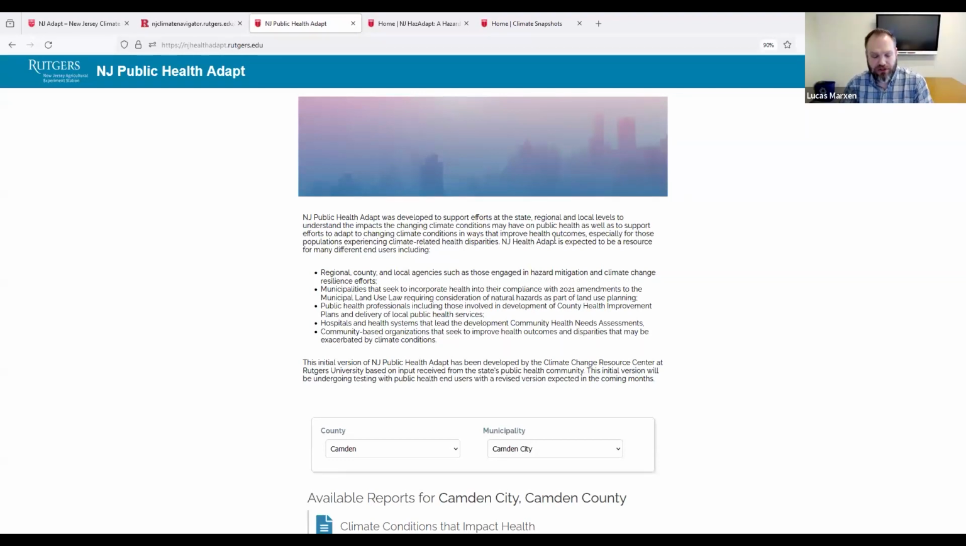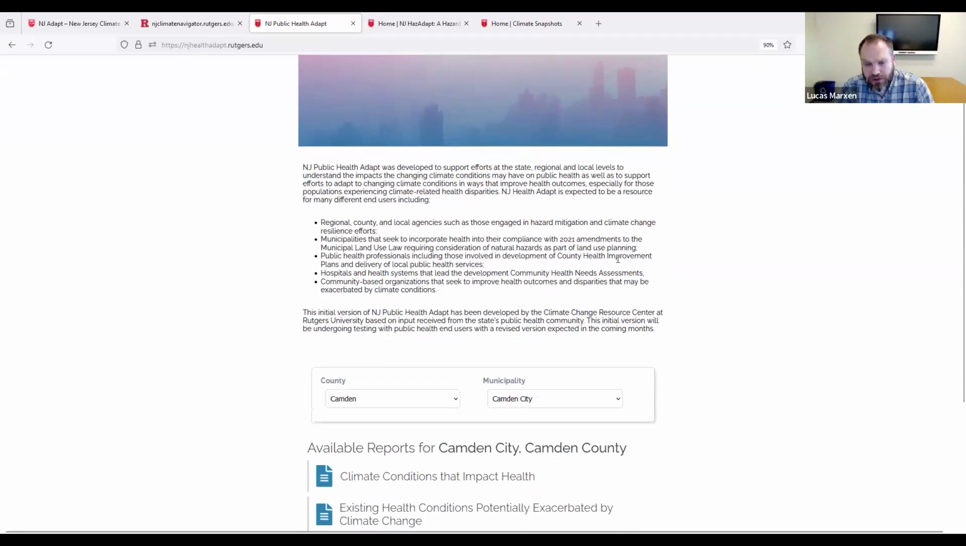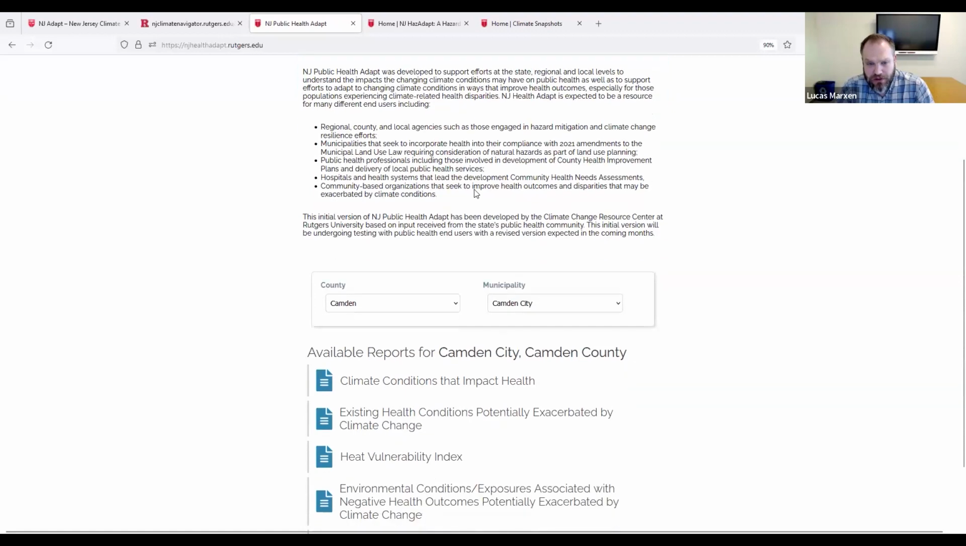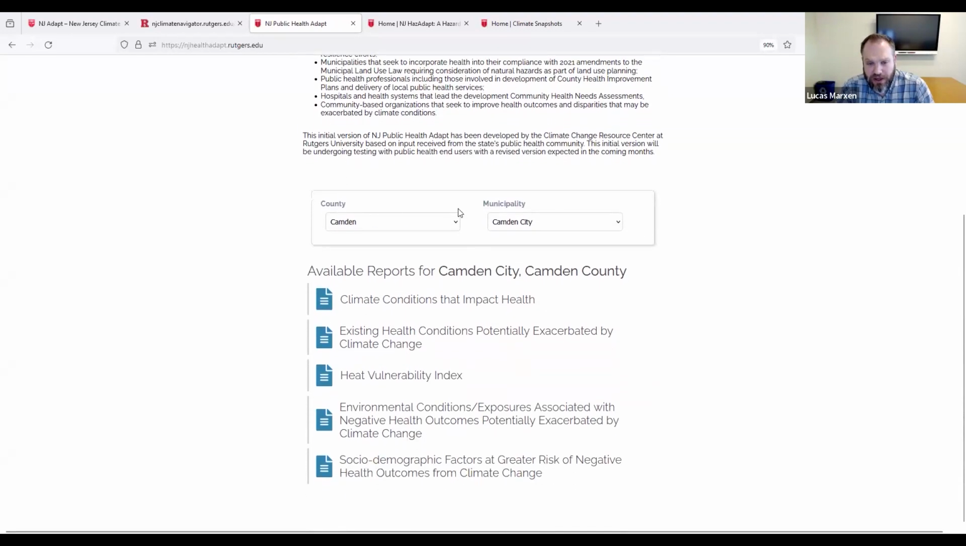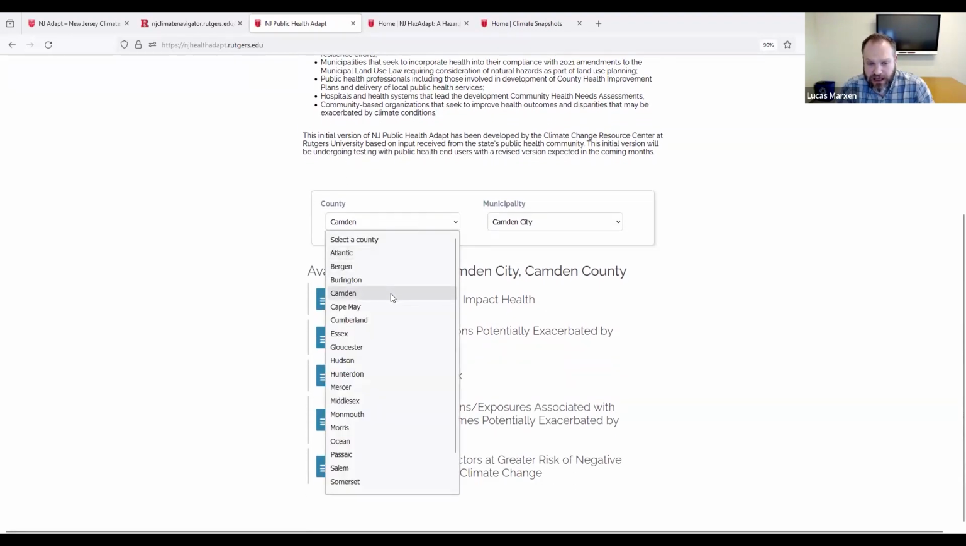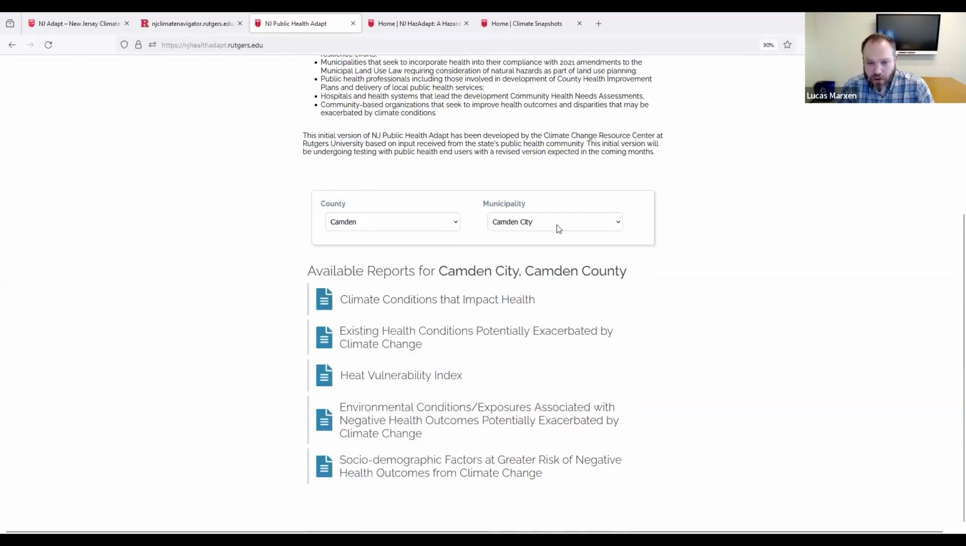So with this tool, we were really trying to look at what data sets and analyses we had available to understand the potential impacts of climate change on public health in the state of New Jersey. If you've used any of our climate snapshot tools in the past, you'll see the interface is quite familiar. You can select countywide data, or you can select a specific municipality to get municipality-specific data. And we've broken out the information we have about the potential impacts of climate change on health into 5 different types of reports.